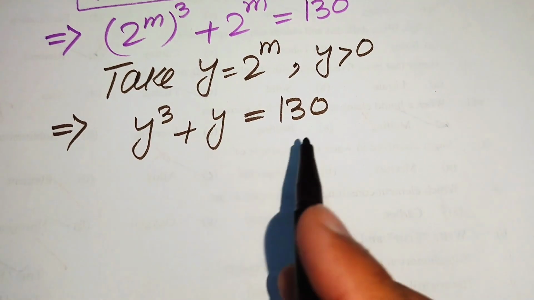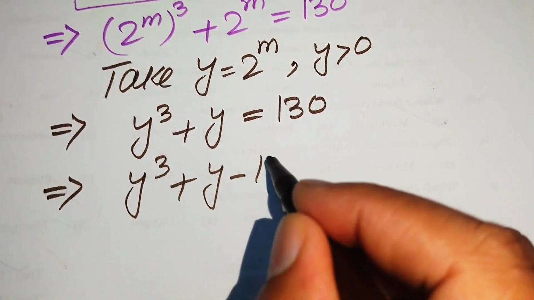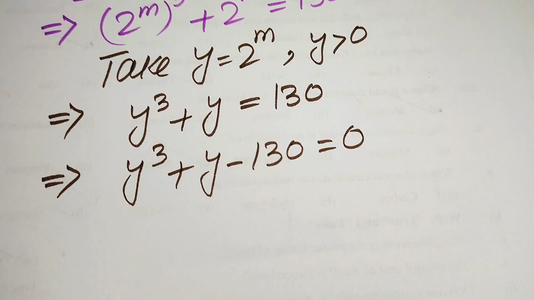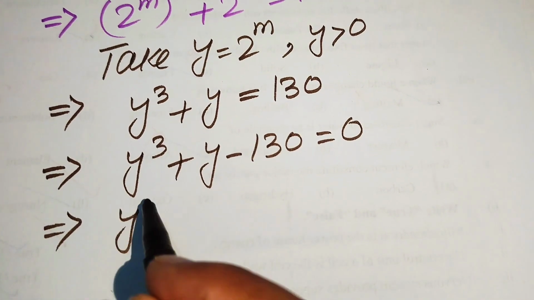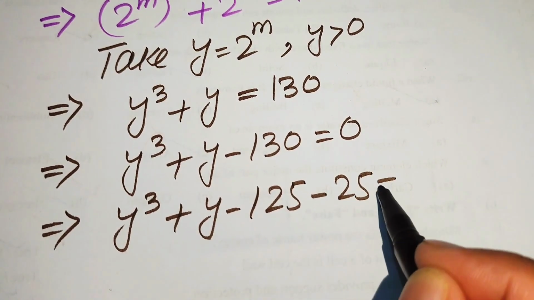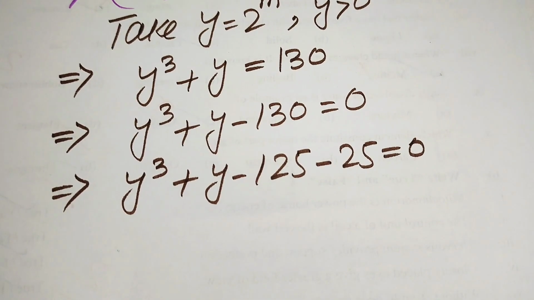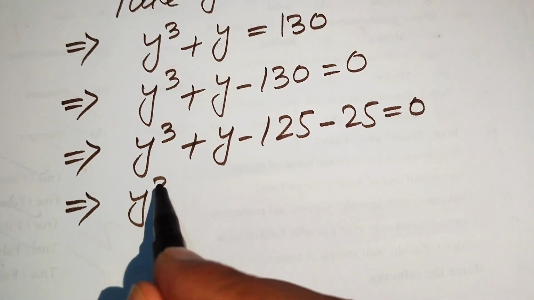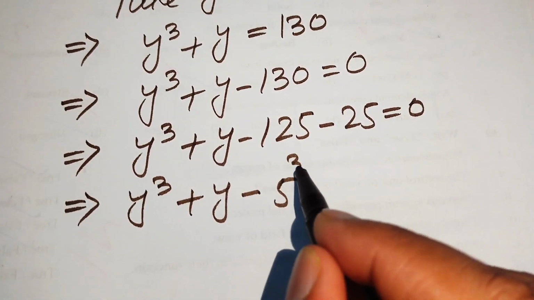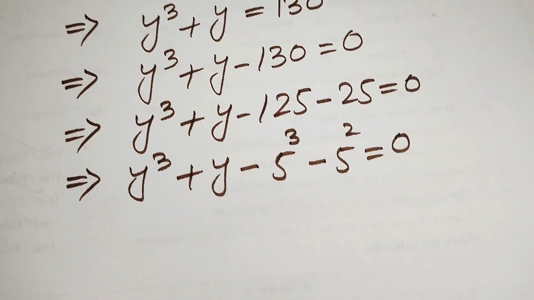Now we move 130 to the left hand side, and it is written as y cubed plus y minus 130 equals 0. Here we rewrite minus 130 as minus 125 minus 25, since minus 125 minus 25 equals minus 130. So the equation is y cubed plus y minus 125, which we write as 5 cubed, minus 25, which we write as 5 squared, equals 0.